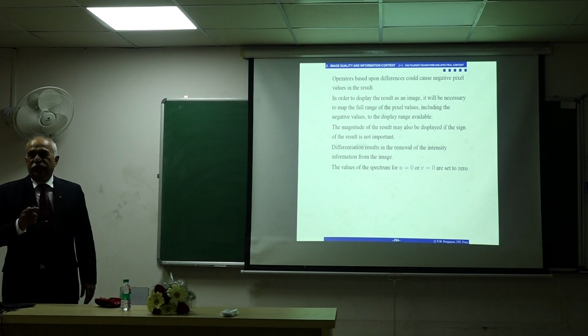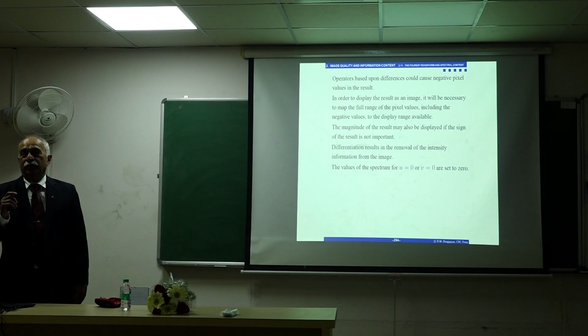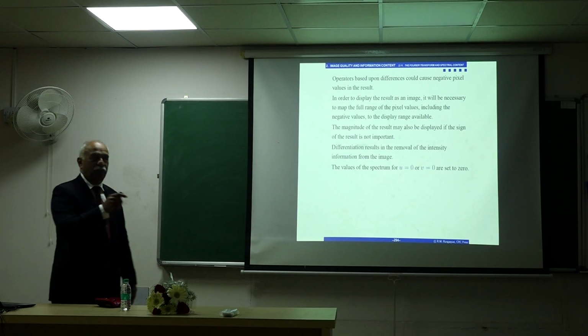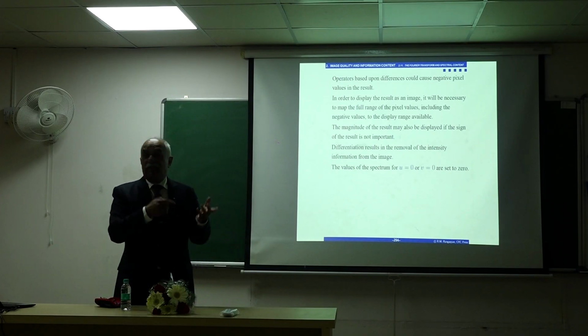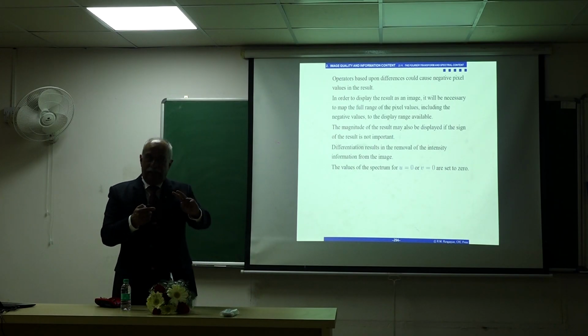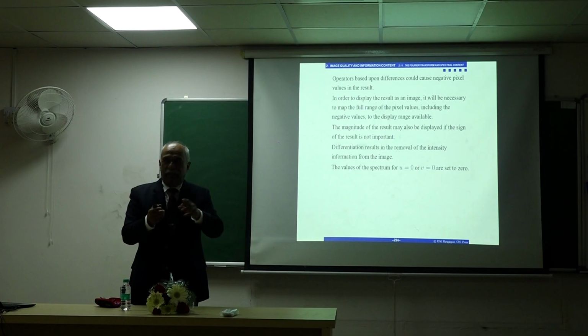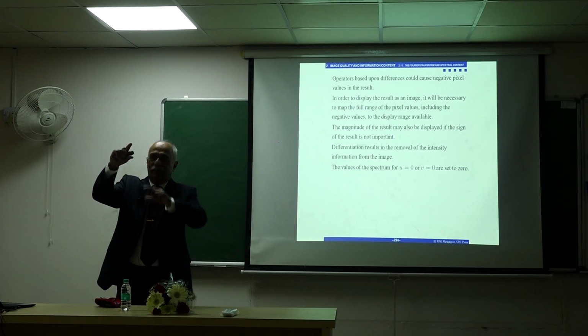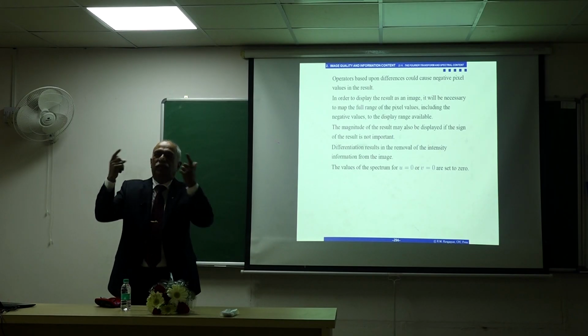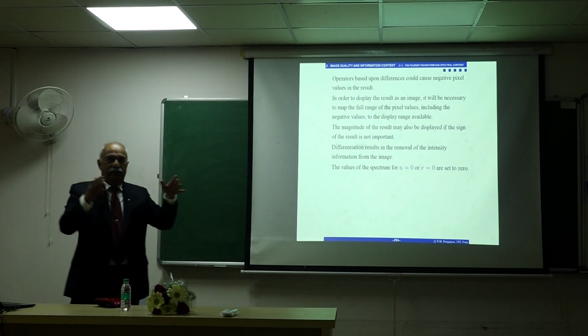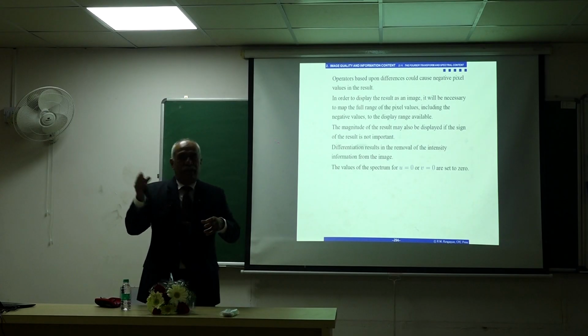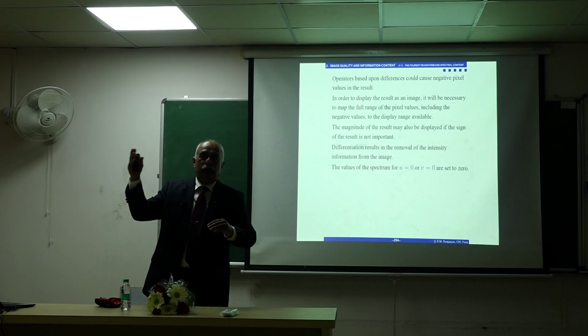When you take differences, there could be negative values. So the question is, you want to display the result, how do you display negative values? You may take absolute, but then you won't be able to differentiate between an increase of this step or a decrease of that step. Both will come out the same way. So you may want to shift the whole thing. Find the minimum, maximum, and transform linearly to 0 to 255.